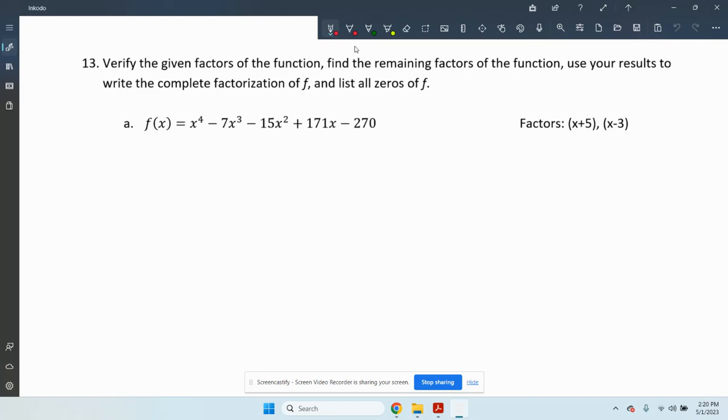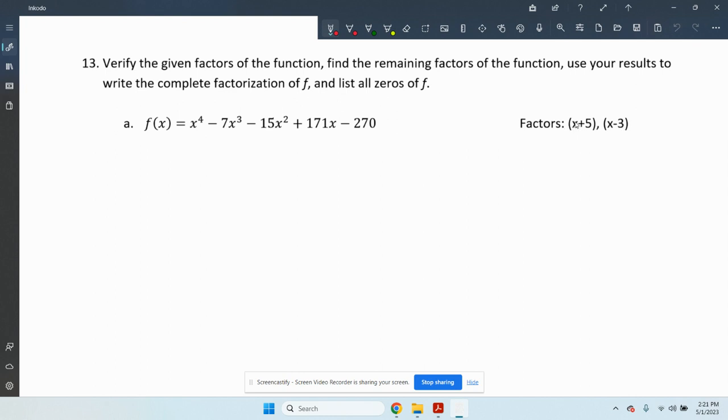Okay, so this is: verify the given factors of the function, find all remaining factors. Use your results to write the complete factorization of f and list all zeros of f. So we have this fourth degree polynomial. I've already given you two factors, x plus 5 and x minus 3.